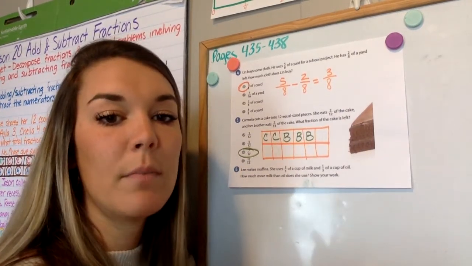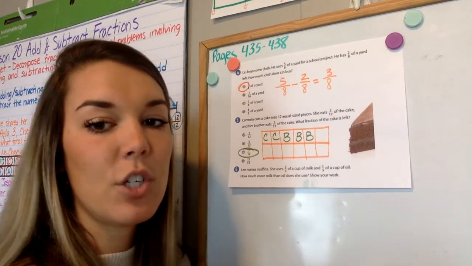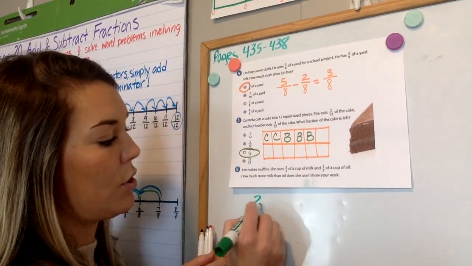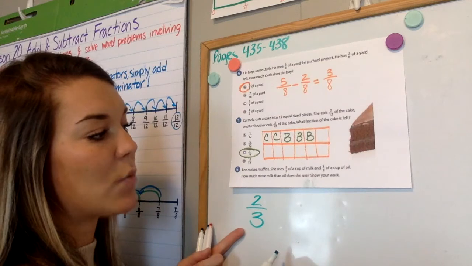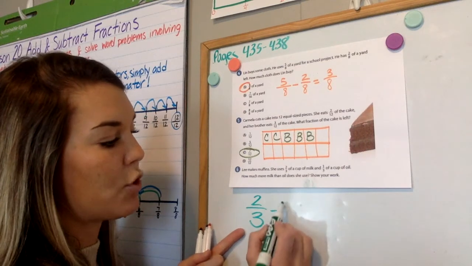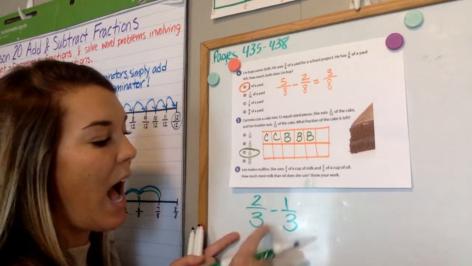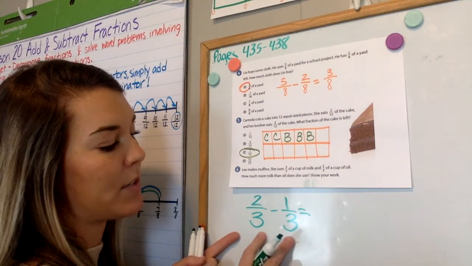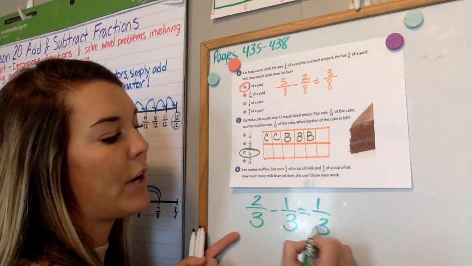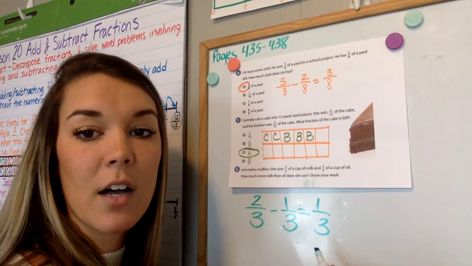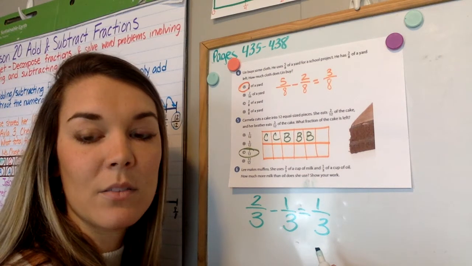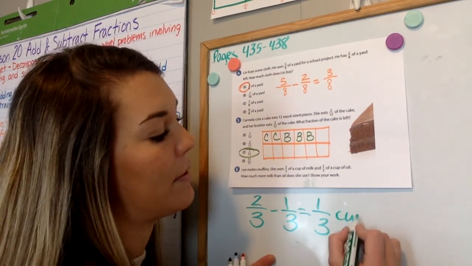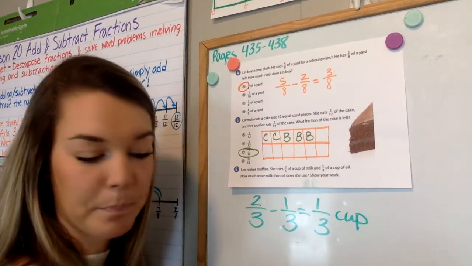So we're looking for how much more. So how much more means we need to subtract. So she uses 2/3 of a cup of milk. That's my big fraction that I'm starting with. 2/3. Then she has 1/3 of a cup of oil. So we're subtracting 1/3 because I want to figure out how much more milk is there than oil. What does this equal? My denominators are the same, so 2 minus 1 is 1/3. 1/3 cup. Okay? Make sure you label that.